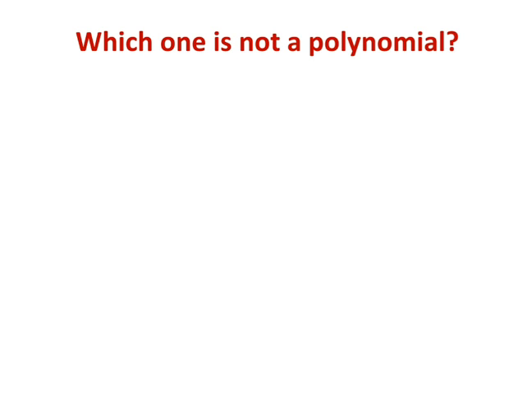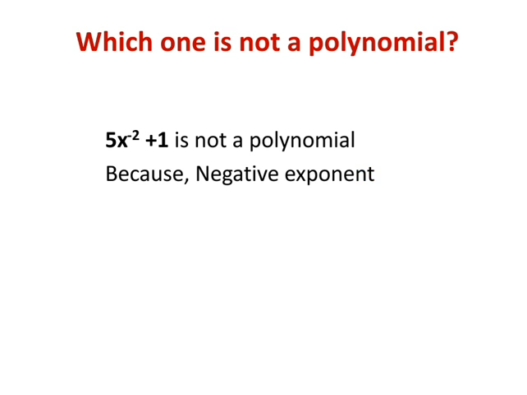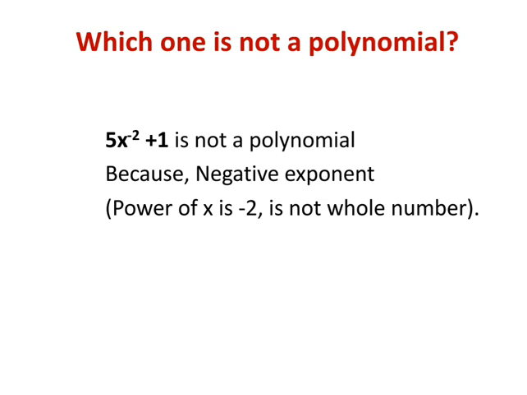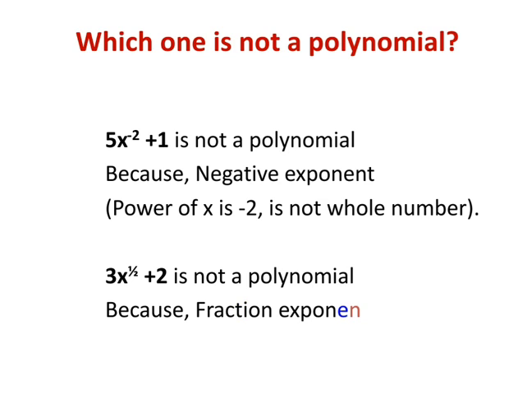Okay, which one is not a polynomial? Example, 5x power minus 2 plus 1 is not a polynomial because the power value is negative, that is a negative exponent. The power of x is minus 2, which is not a whole number. Second example, 3x power 1 by 2 plus 2 is not a polynomial because of the fraction exponent. So that is not a whole number.